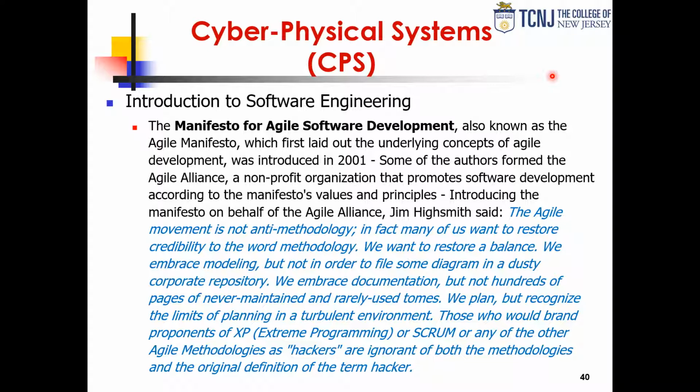So when Jim Highsmith introduced the manifesto on behalf of the Agile Alliance, he said this: the Agile movement is not anti-methodology. In fact, many of us want to restore credibility to the word methodology. We want to restore a balance.